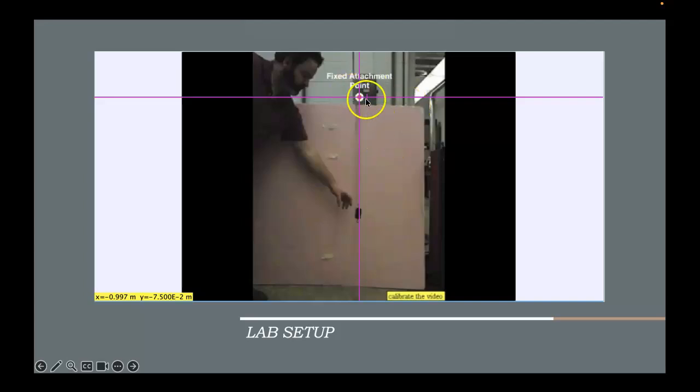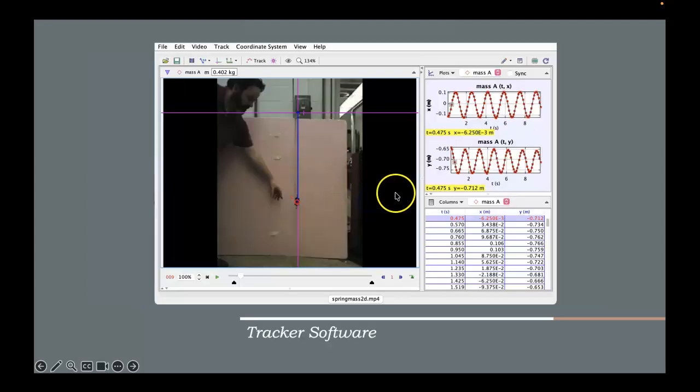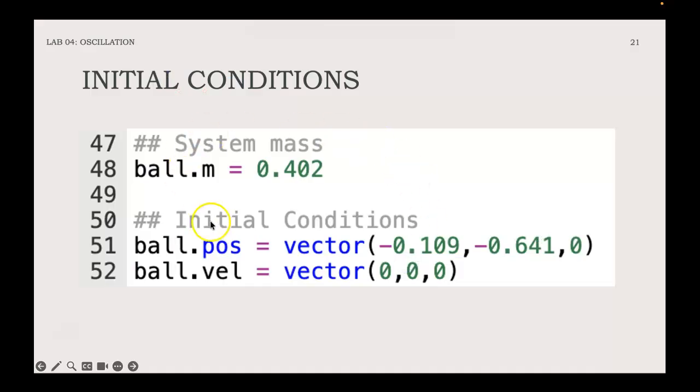So here's our lab setup. We have our fixed attachment point with the spring, and the rope down here connected to the mass. We also have our axes right here, where down is the negative y direction and right is the positive x direction. Here's our tracking software. You can see our data and our plots to the right. For our initial conditions, the mass, labeled ball here, is 0.402 kilograms. The initial position of the mass is negative 0.109 and negative 0.641 in the x and y directions respectively, and the mass has an initial velocity of 0, at rest.